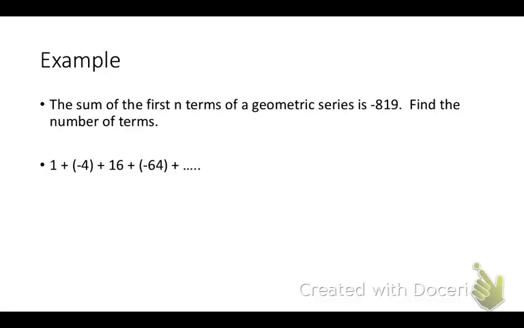Now, the last type is where we can't do any of these, where we don't know how many terms I'm adding together. So it says the sum of the first n terms of a geometric series is negative 819. Find the number of terms. Now, some of these are going to be a little bit difficult just because you have numbers going back and forth.